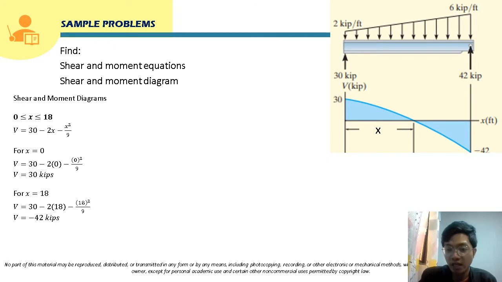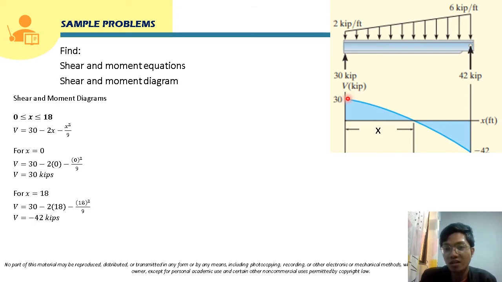Okay, so we are going to connect these two points, class, using our rule. Our rule, class, is that if our loading is negative increasing, so this is negative because it is downward, and this is increasing, then the curve here will be second degree, or parabolic, and it will be concave downward.